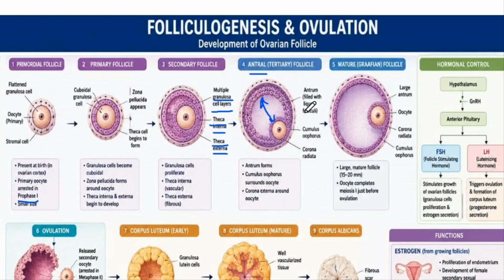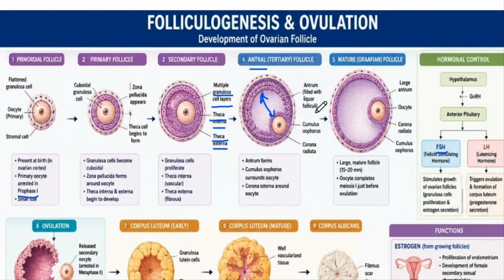Follicular phase. Now we enter the follicular phase of the ovarian cycle under the influence of the hormone FSH. One follicle becomes dominant and develops into the mature Graafian follicle.